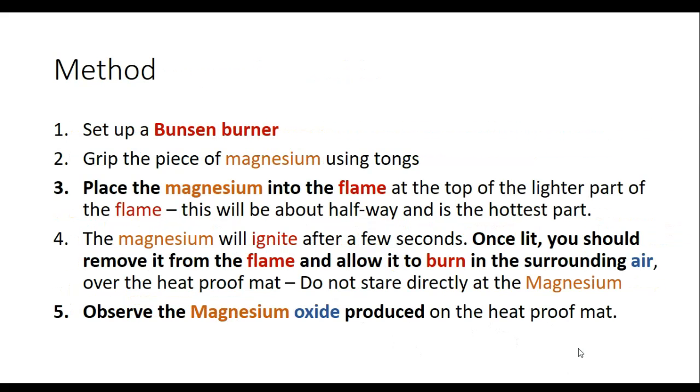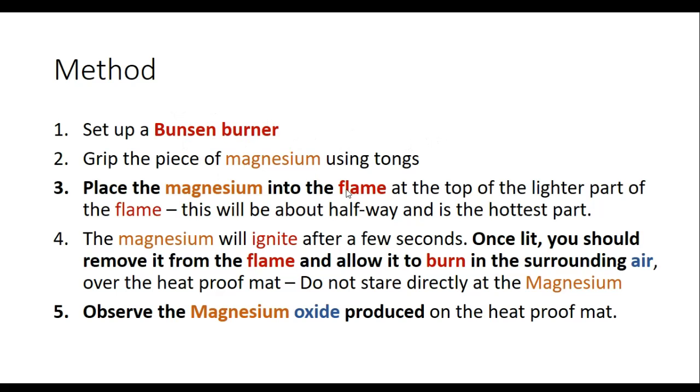So we're going to quickly look at the method before we watch the video, just so that we know what's going to happen. So the first thing that you need is a Bunsen burner. You need to heat up the magnesium. Now I have a feeling that in the video they don't actually use a Bunsen burner. I think they use something else just to heat the magnesium. I think it might be a match possibly. But you need to supply that heat energy in order for magnesium to react with oxygen.